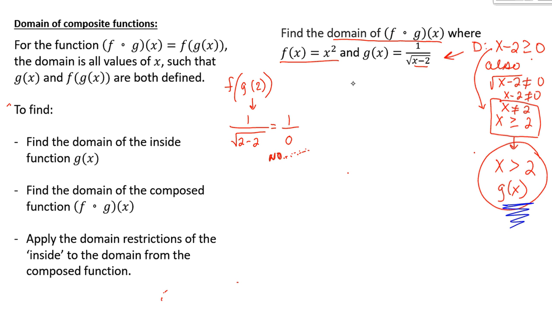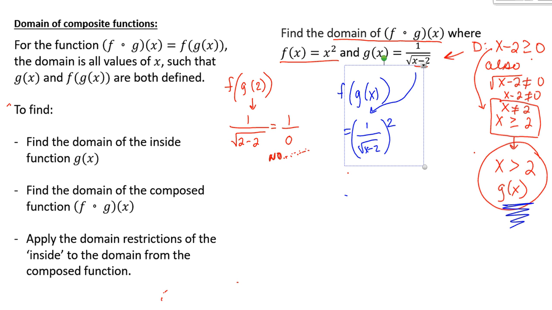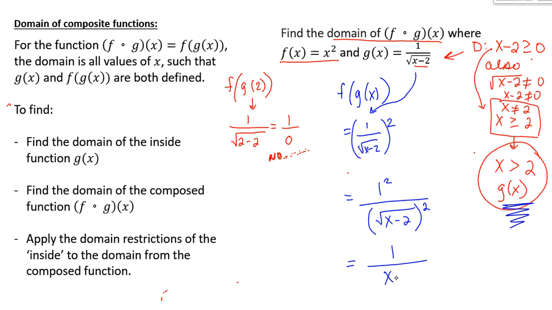Then what I would do is find the actual composition. So f compose g of x means to take x squared, but take out the x and put g in place of it. Now what happens is you end up with 1 squared over square root of x minus 2 squared, which is 1 over x minus 2. Now there's the composition.